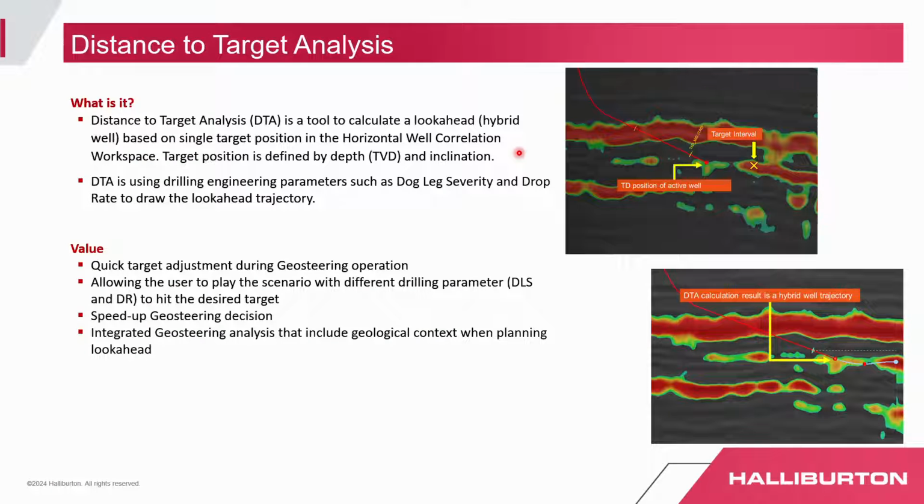The distance to target analysis is a tool to calculate a look-ahead trajectory based on a single target position in the horizontal well correlation workspace. Target position is defined by depth in TDD and inclination. The distance to target analysis uses drilling engineering parameters such as dogleg severity and drop rate to draw the look-ahead trajectory. The value of using distance to target analysis is to allow the subsurface team and geosteering engineer to collaborate to make a quick target adjustment during drilling operation, including available geological surrounding information such as seismic attribute and reservoir model. It allows the user to quickly test the combination of dogleg severity and drop rate to land the well with the desired inclination at the target position.